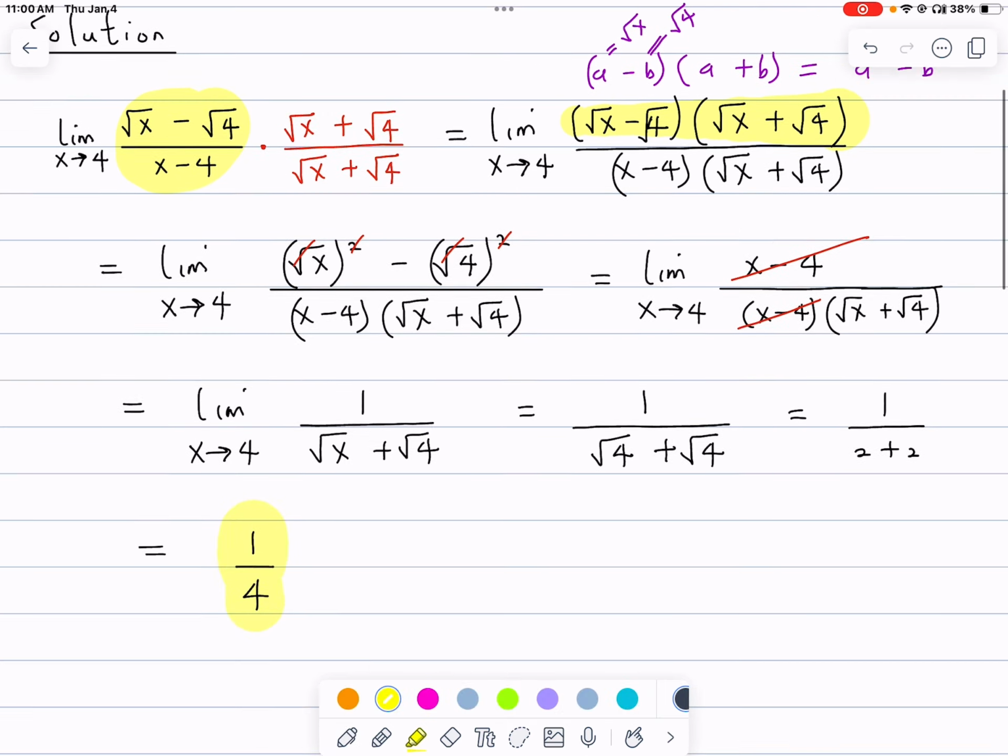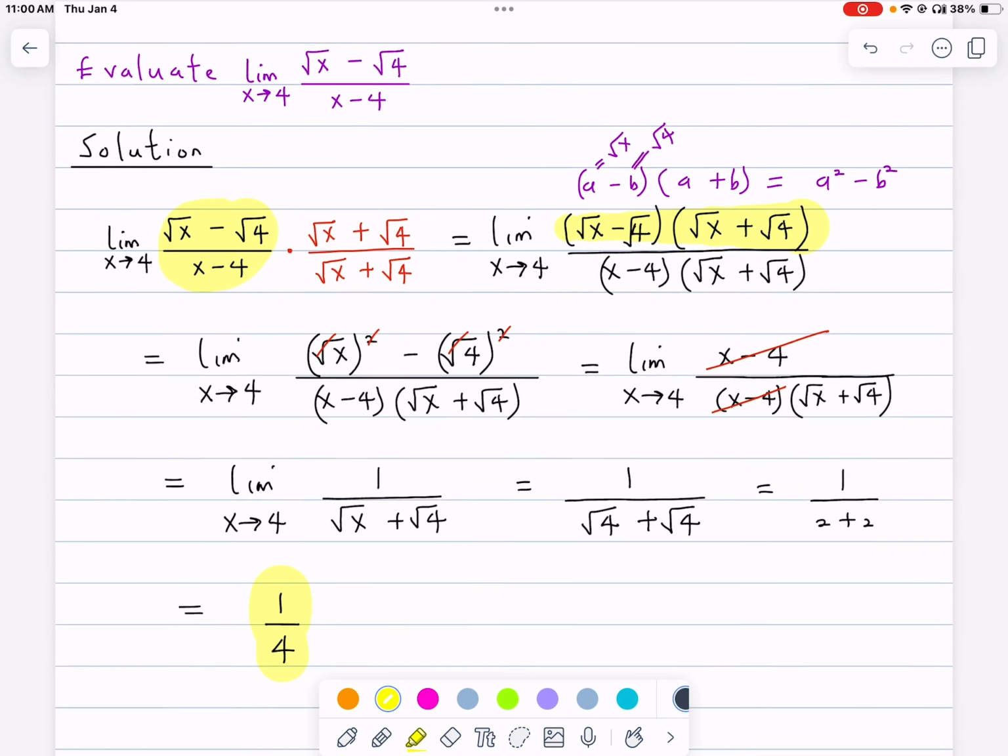So I'm going to do a quick recap. To evaluate a limit like this, we multiply the numerator and the denominator by the conjugate of the numerator. And when you do that, because the numerator is in the form of the difference of squares, I just use the difference of squares to get this part.